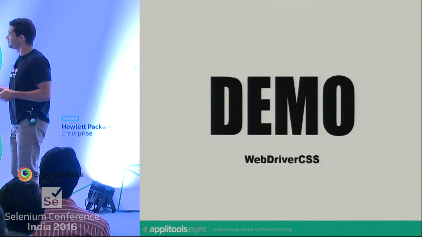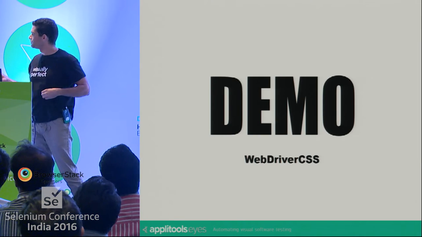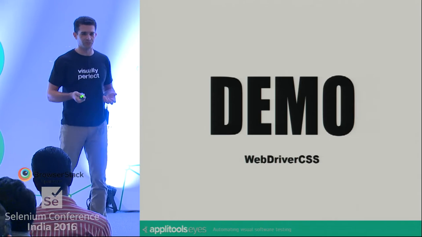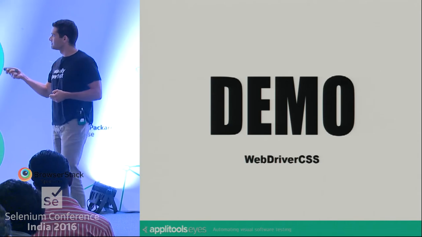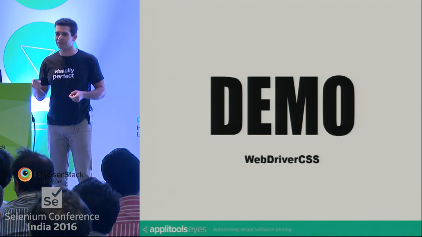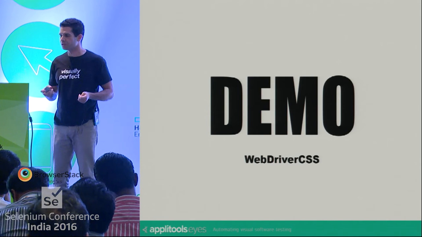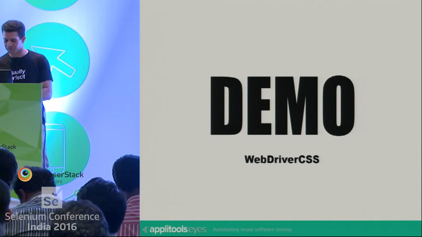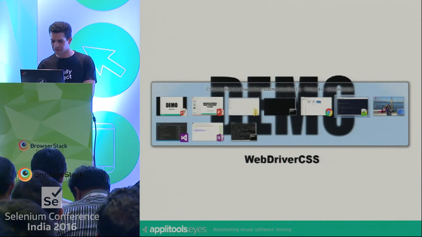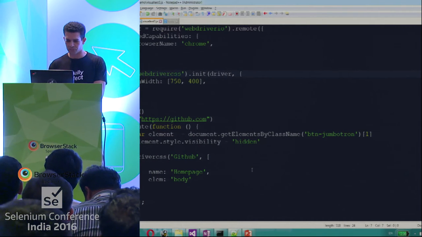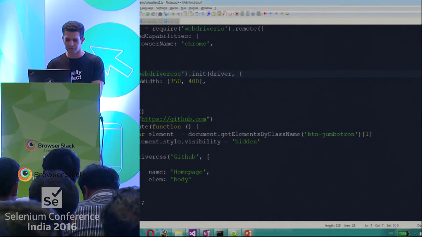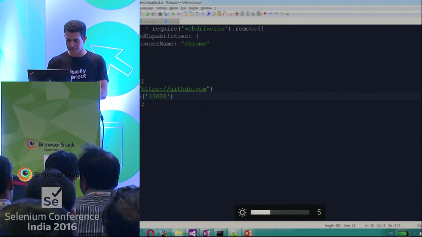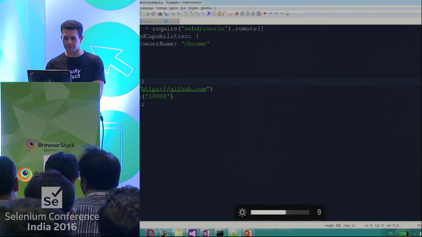So now it's time for our first demo, and I'll show you WebDriver CSS, which is an open source visual test automation tool that adds visual validation to WebDriver.io, which is one of the popular JavaScript language bindings for WebDriver. Okay. So I know that the internet connection is not very good, so I hope that it will run smoothly, but if not, I'll just show you the outcome, and you'll have to take my word that it actually does what I'm saying that it does.